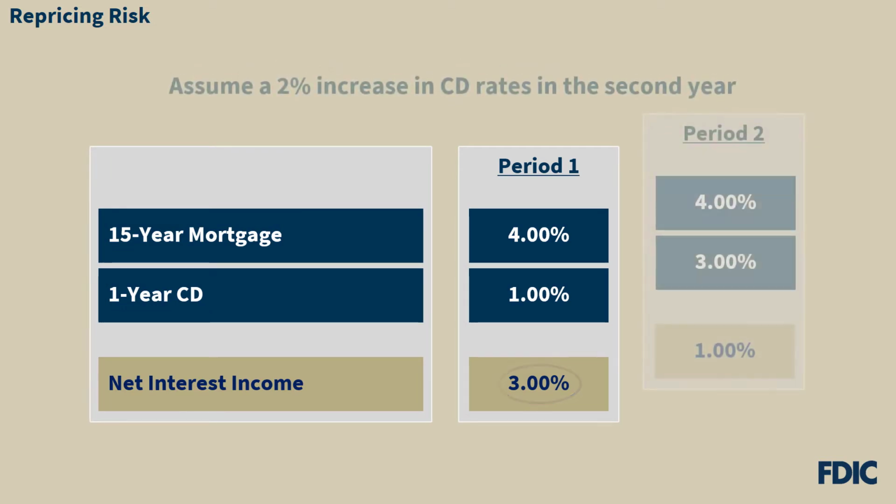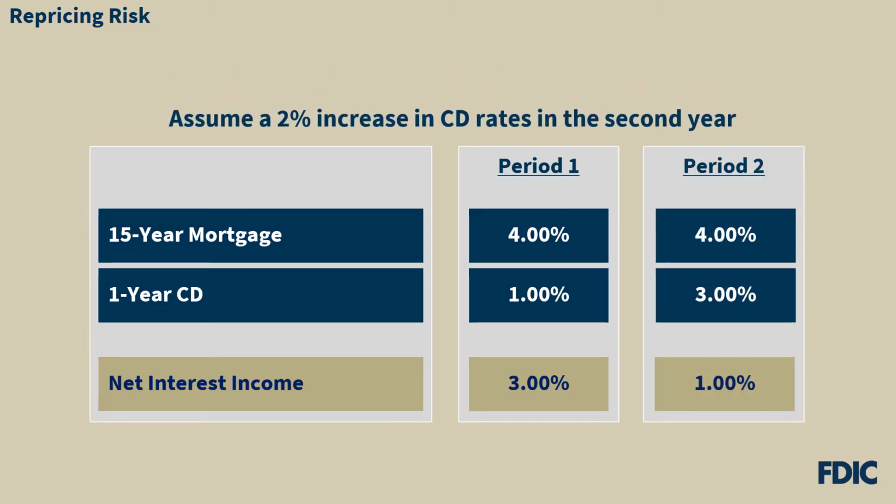Let's review what happens in year 2 if market rates rise 2%. The yield on the 15-year mortgage stays the same at 4%, but now the liability has repriced and the cost is increased from 1% to 3%, resulting in a decline in the spread.